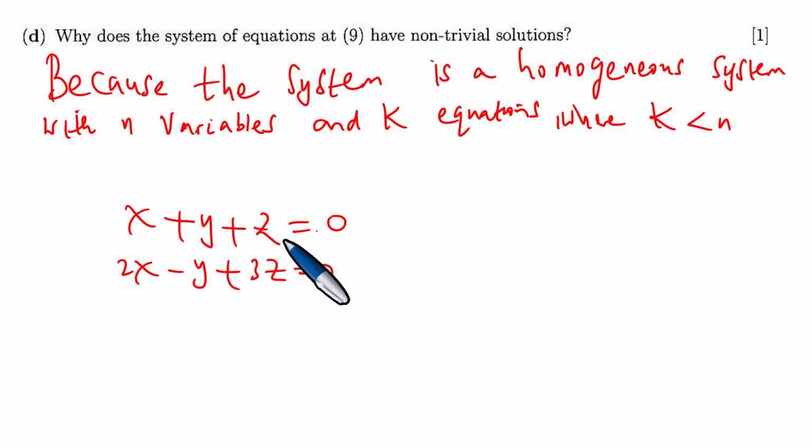And as a consequence, we say we have what? Non-trivial solutions. Meaning that potentially we end up having infinitely many solutions, but we do not have unique solutions, because unique solutions would require us to have 3 equations. The number of equations must be equal to the number of unknowns. Okay, let's move to the next point.